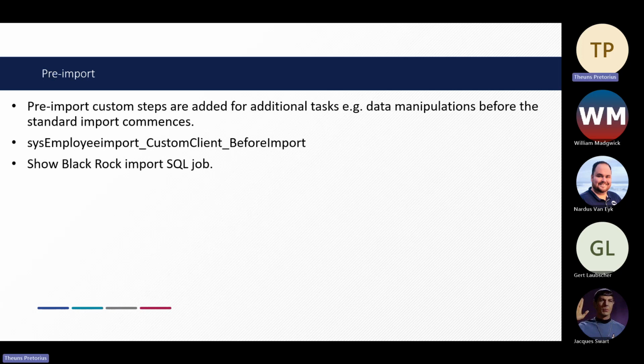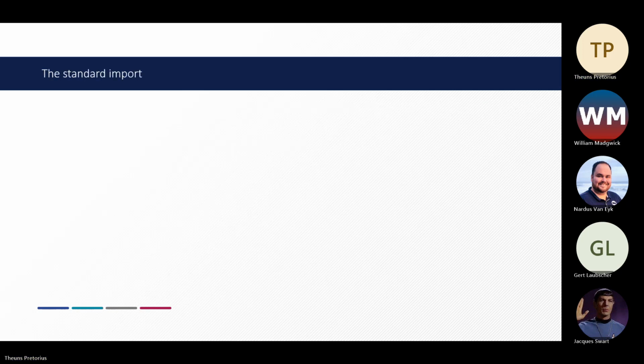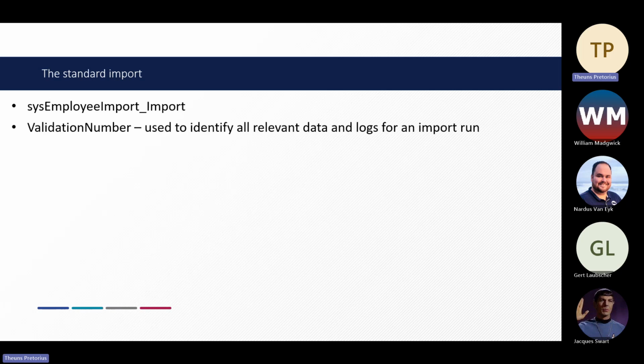Okay, so I will get back at the end of the presentation to BlackRock's import SQL job. Then we can have a look at a real life example. The standard import, that's a procedure that is executed. So simply import underscore import. It uses a validation number. That is just used to group all relevant data together. Let me show you an example.